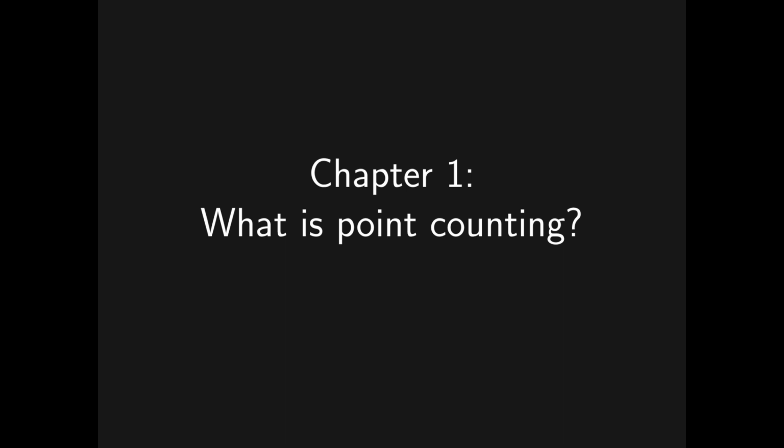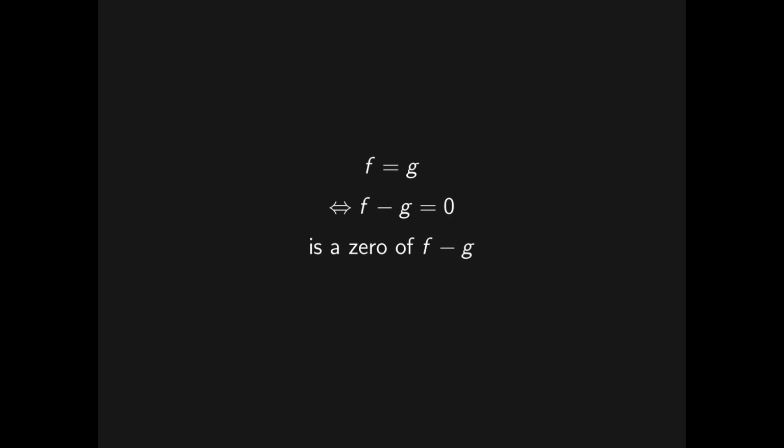Since the integers modulo n are a finite ring, meaning that there aren't an infinite number of elements, we are guaranteed to get a finite number of solutions. Point counting is simply recording this number for all the rings we are looking at. The first simplification we do is to look at the zeros instead of looking at solutions. A solution of f equals g is just the same as a solution to f minus g equals 0, which is just the same as a zero of f minus g.